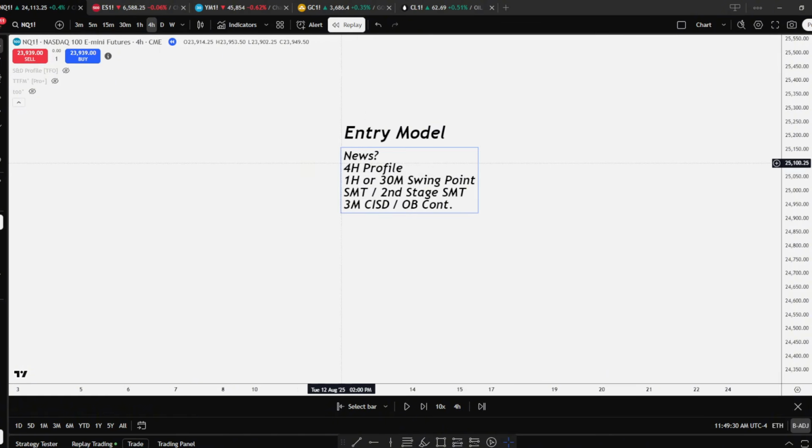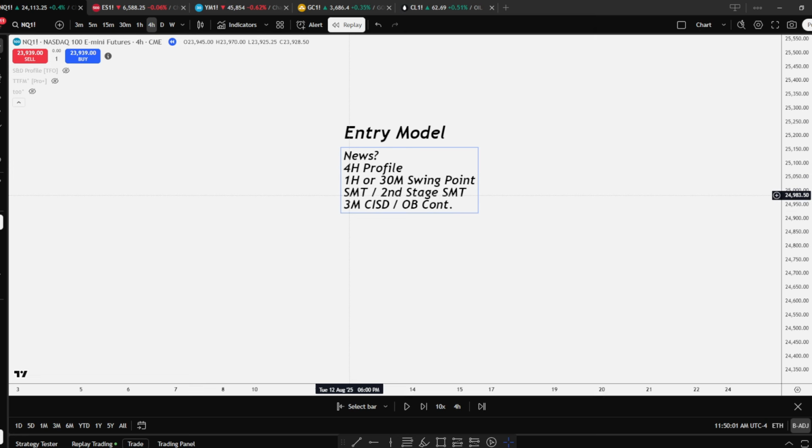After that, you want to look for our 4-hour profile. If you don't know what any of this is, I have a video on literally all of these. After we figure out the 4-hour profile, we're going to look for a 1-hour or a 30-minute swing point in the direction opposing what we want to see get traded. So if we're bearish, we want to see a swing high be put in. If we are bullish, we want to see a swing low get put in.